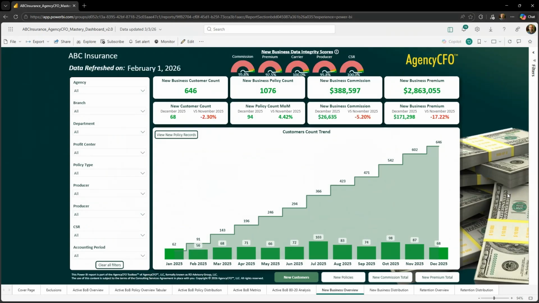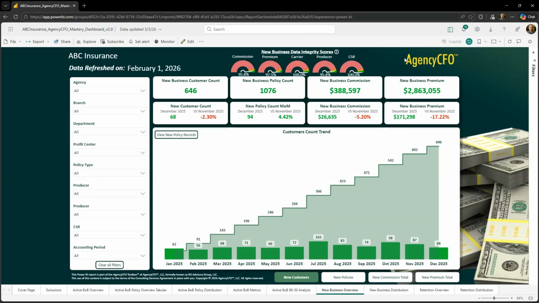Okay. This is the new business for all of our mastery agencies. We can see a viewpoint of new business. And you notice that the integrity scores are on the top. So these will change by whatever page you're on and however you slice it. You can see here's an agency that does very well with new business.